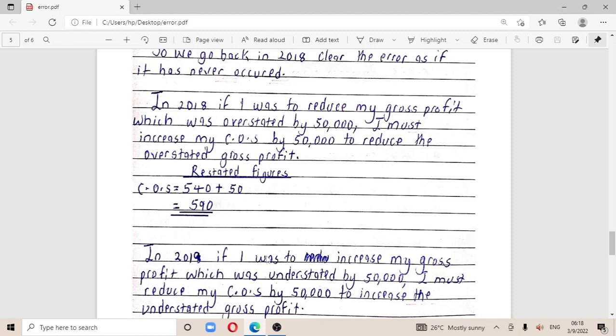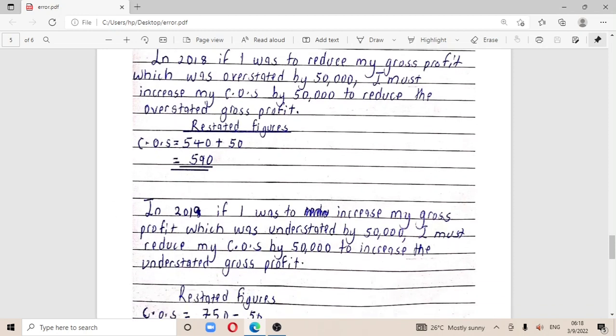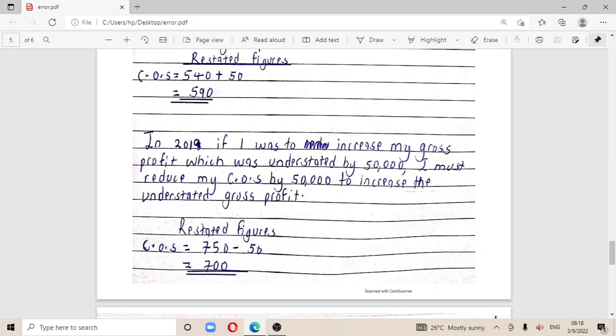So in 2019, the gross profit was understated by 50. If I want to increase an understated figure, through general knowledge, if costs reduce, your profits will increase. That means I must reduce my cost of sales by 50 to increase the understated gross profit. So the restated cost of sales is 750 minus 50, which gives me 700.